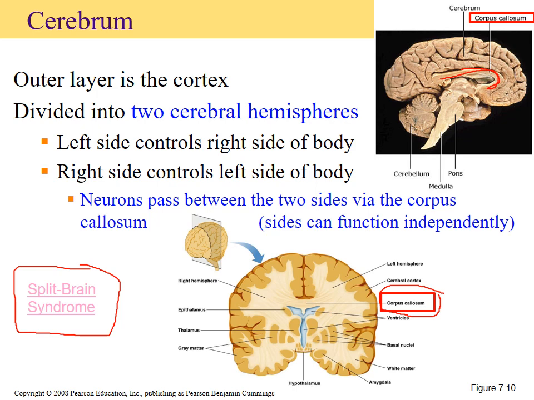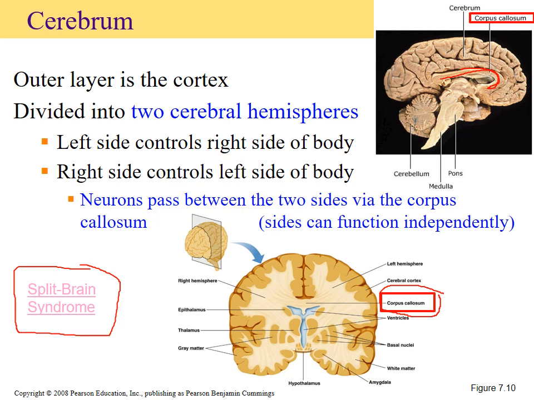The seizure will just be limited to whichever side of the brain it was initiated in, the left or the right side. So this little video will talk about how he had the procedure because he had the epileptic seizures, and he can continue on having a normal life.